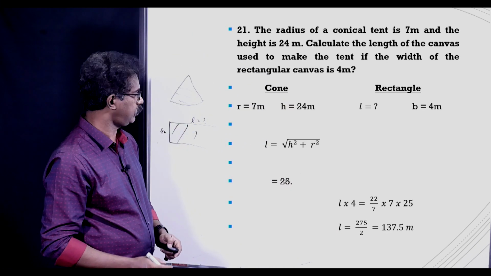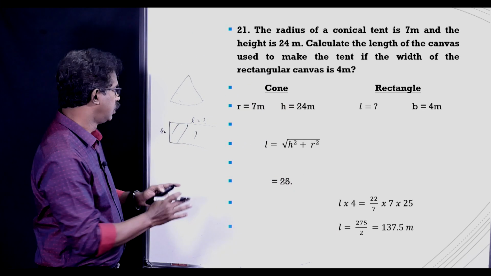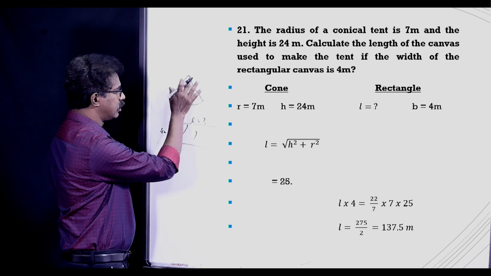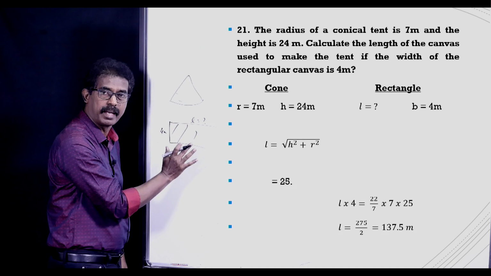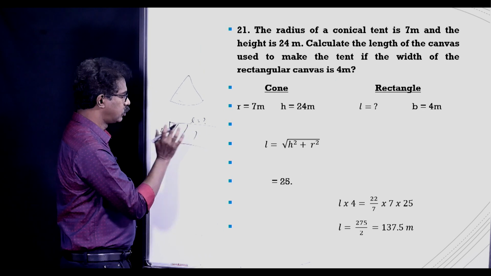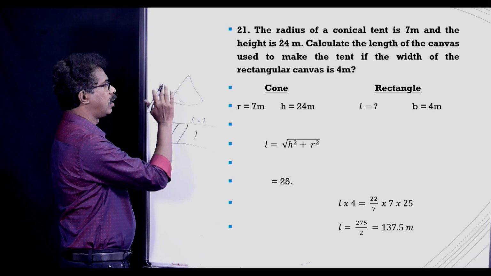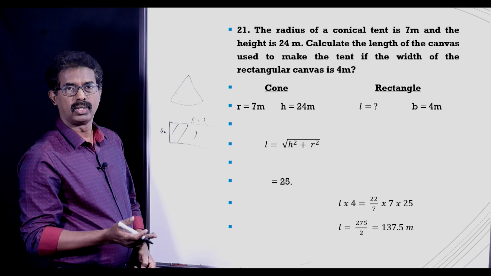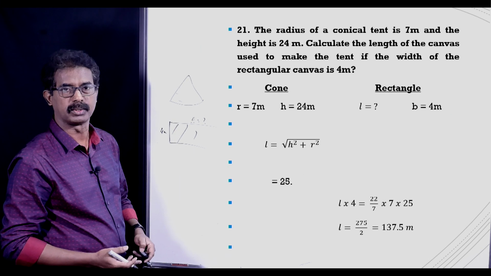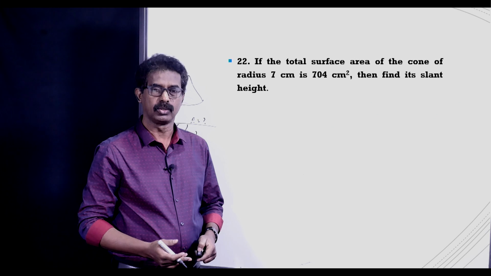Okay. So what do you remember here? The canvas required here, that area and this area are the same. This is a rectangle, so length into breadth. Length we have to find. Here pi r L. L we don't know, so first you find L and then substitute. Okay, now we go for sum number 22.